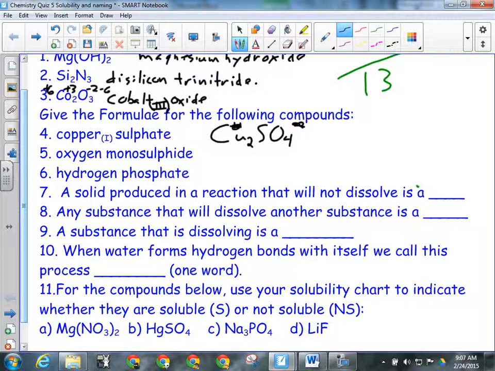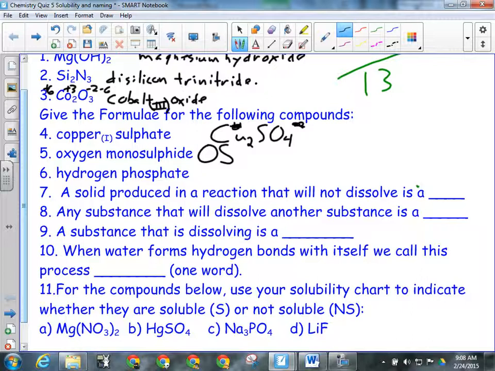Okay, for number 5, we've got oxygen monosulfide. Molecular compound. So there's no prefix in front of oxygen, so how many are there? 1. And how many sulfurs are there? 1. OS.